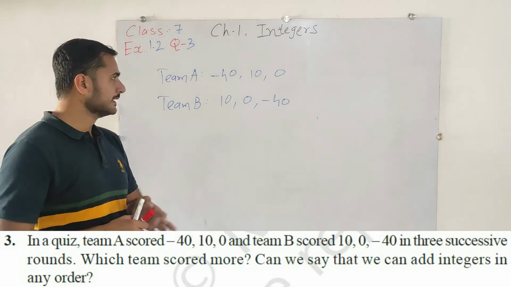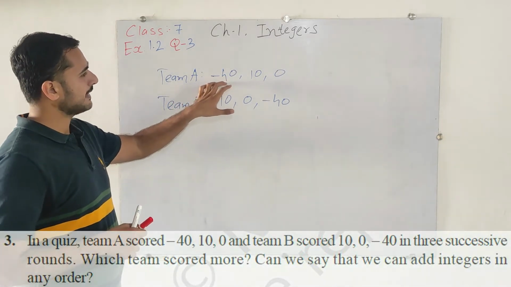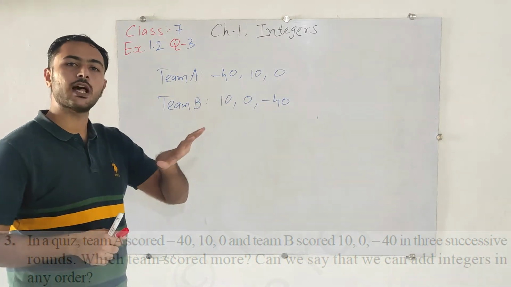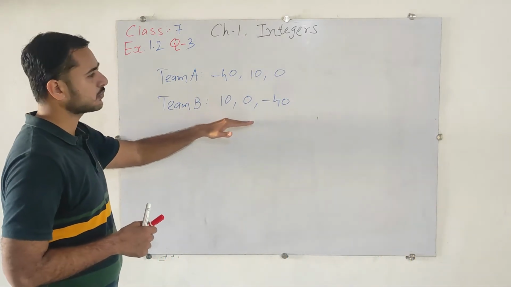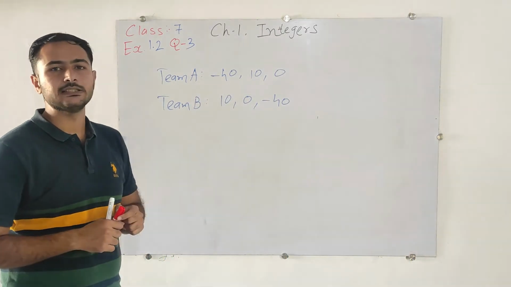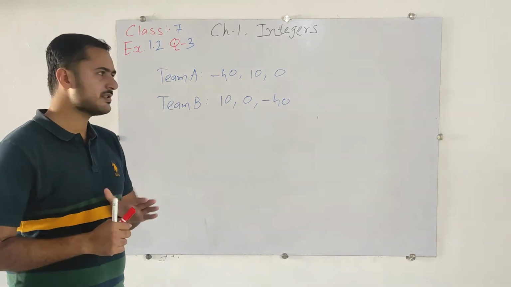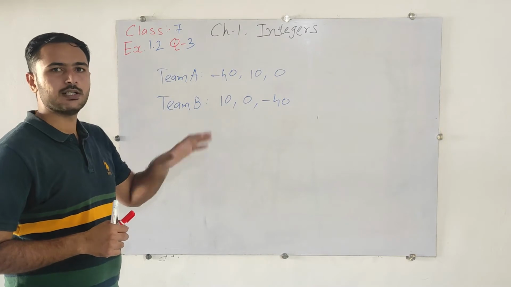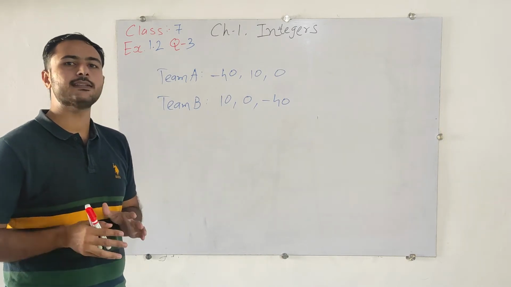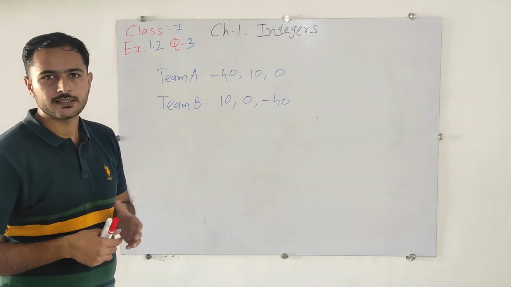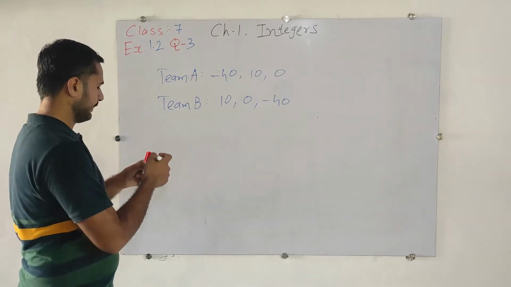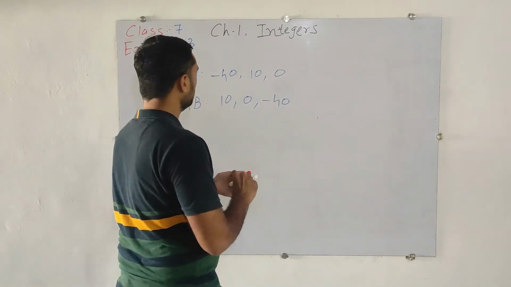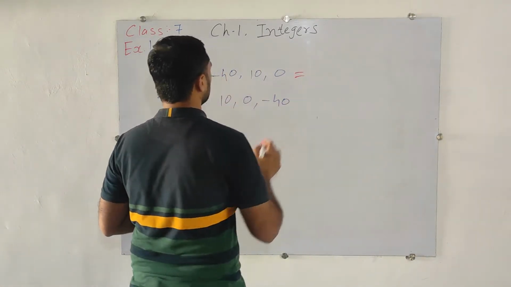So how will we do it? See here, minus 40, 10 and 0. They all are integers, as well as in team B the scores are integers. So if I do the addition, the sum of the scores for both teams, then can I identify which team scored more? Yes, of course. So let's do it here. I'm going to do team A first. So what will we do?